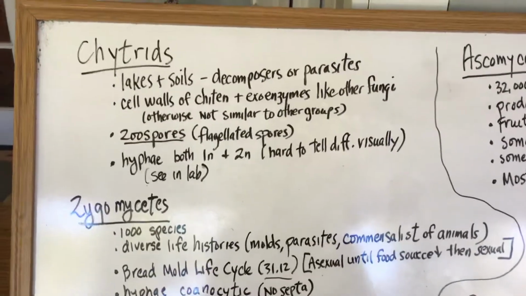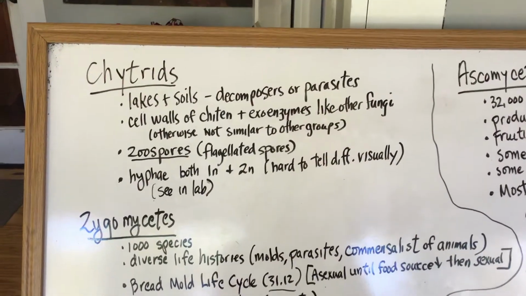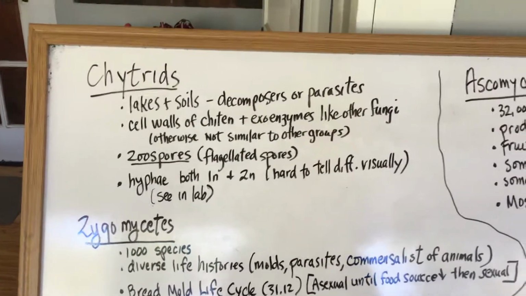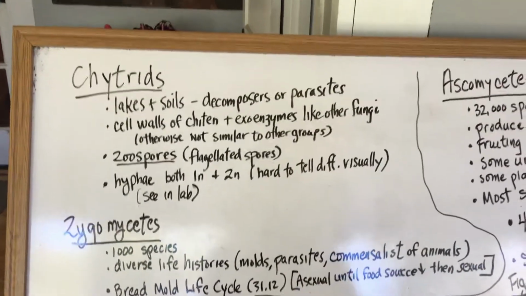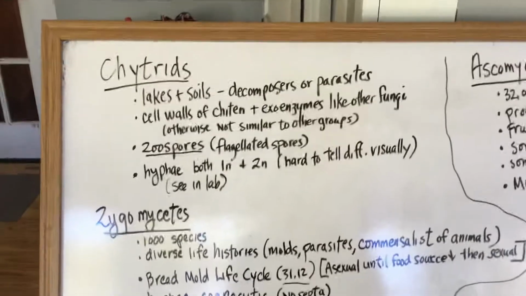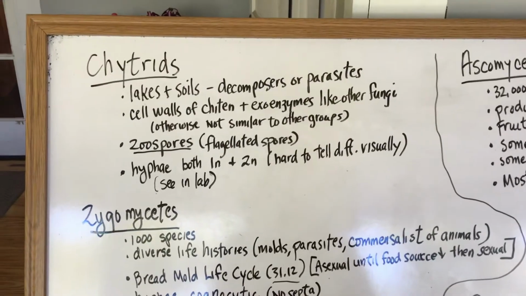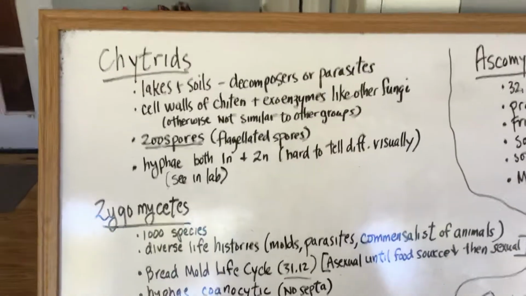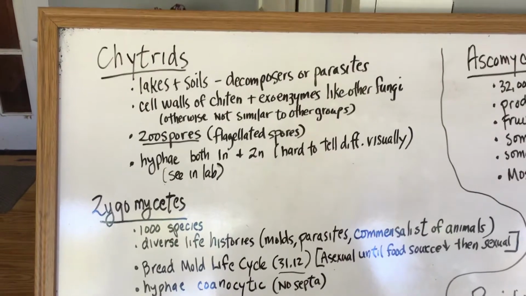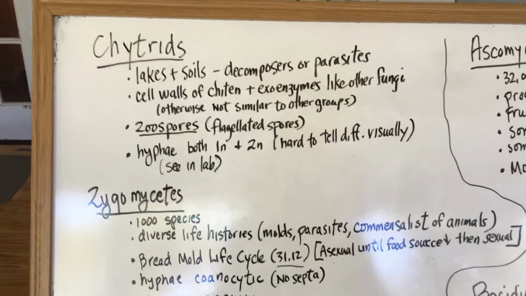What's really different is they have zoospores, that is flagellated spores that move around, and they are in water, lakes, and sometimes in moist soils. And they're decomposers or parasites. You might have heard of them because they were in the news, not that recently, but like last year sometime, about them being parasitic to frogs and killing frogs in Central America.